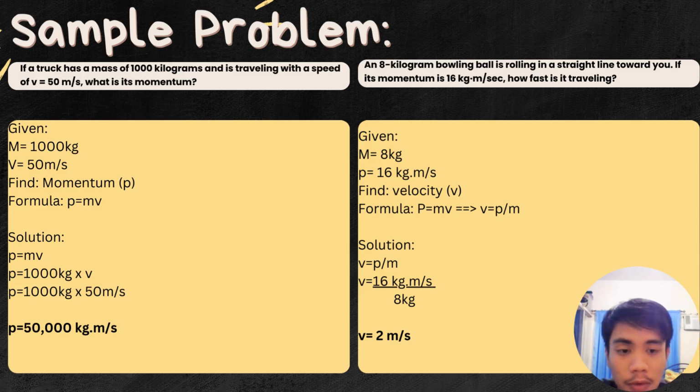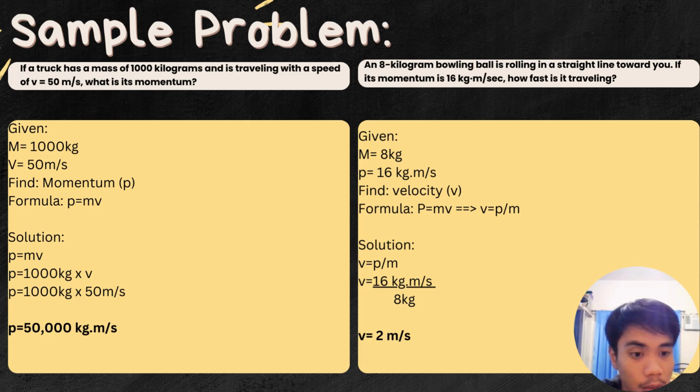To derive velocity using that formula, see that p equals mv, then we just need to divide both sides by m to isolate velocity. So in that case, we will be able to solve for its velocity. If we divide both sides by m, which is mass, then velocity is equal to p over m, or in other terms, velocity is equal to the momentum divided by the mass. So let's try to solve it.